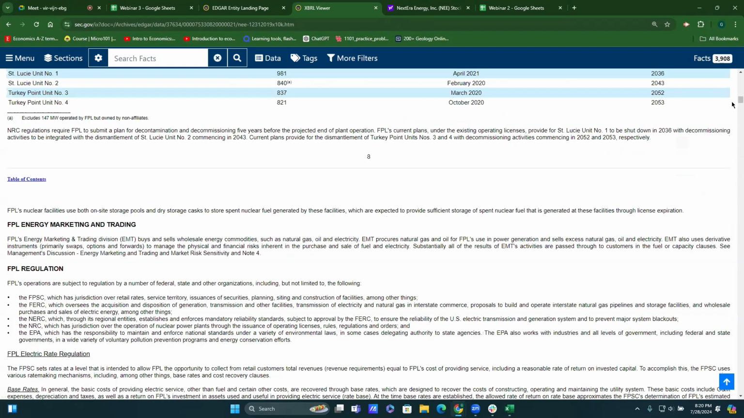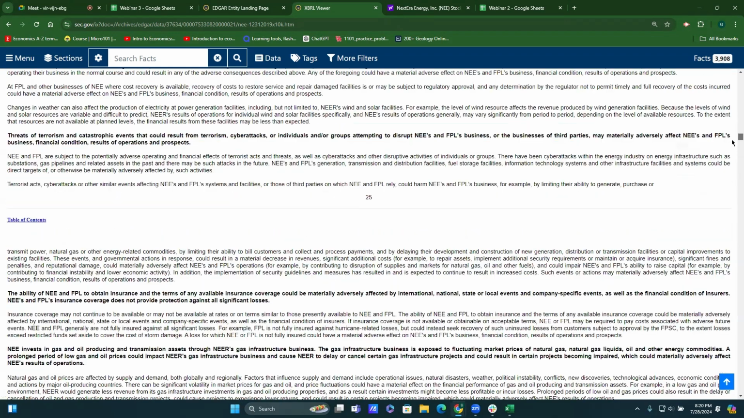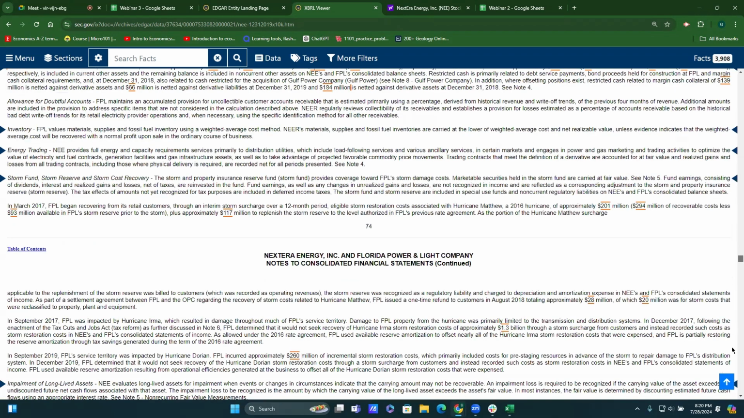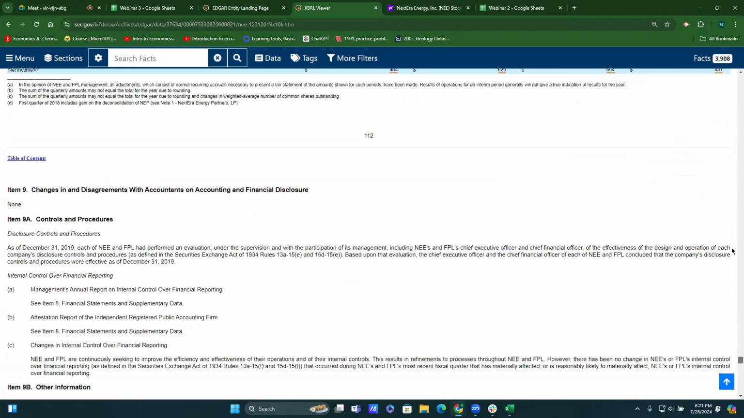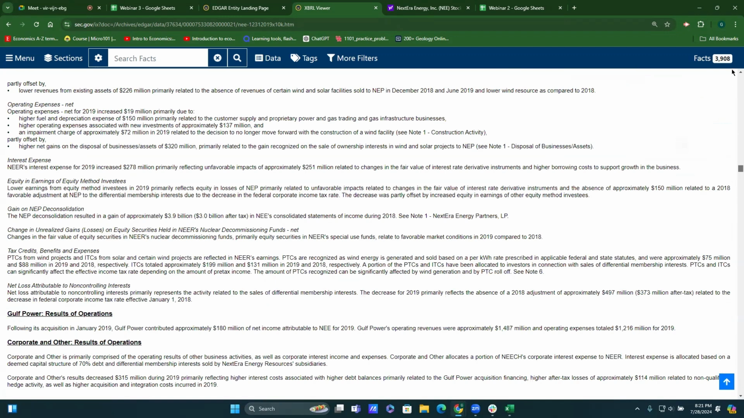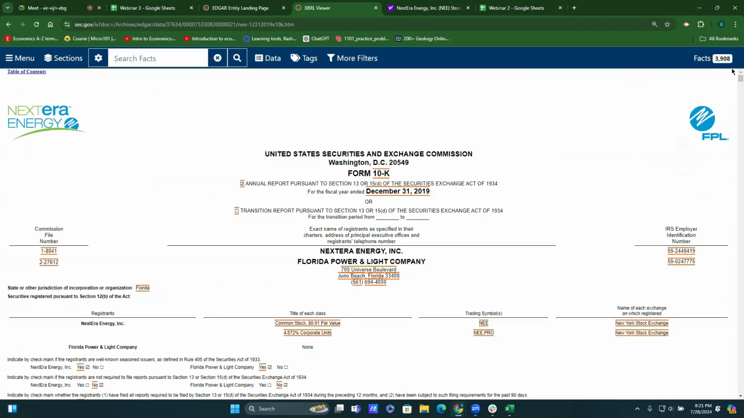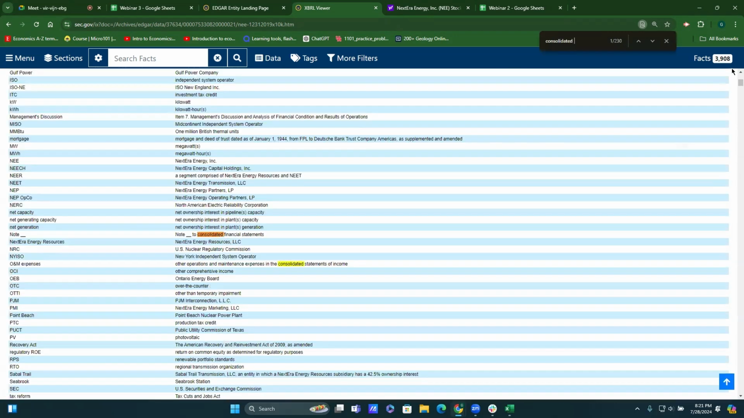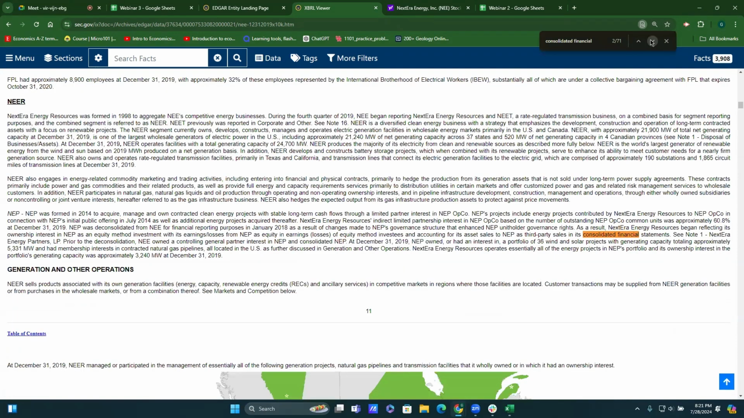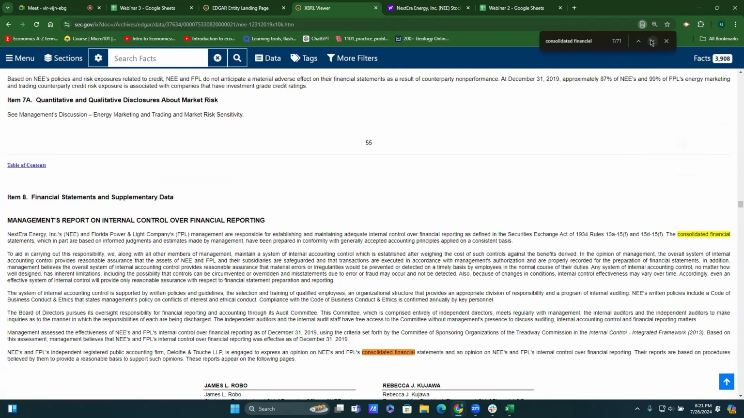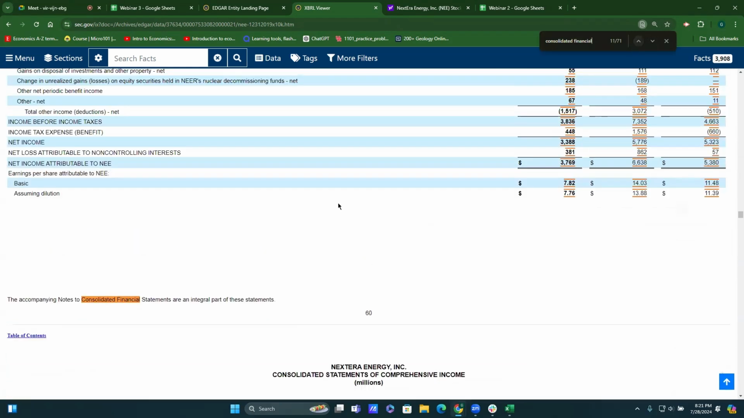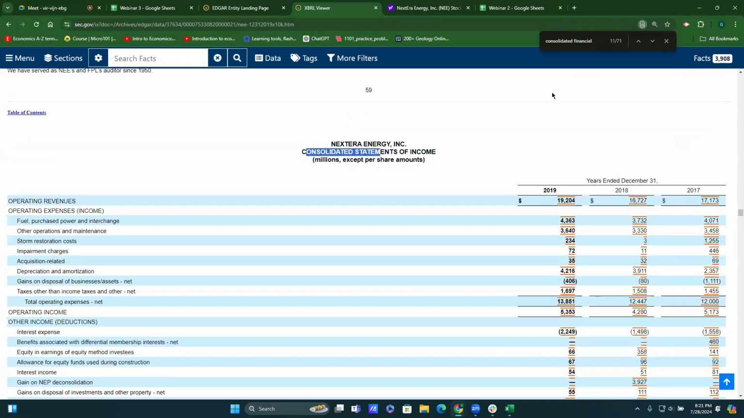All right, so just a brief summary, this thing is full of information. But what we're really looking for is the consolidated financial statements. So what I typically do is just Control F, and then I look up consolidated financial statements. And I just click through until I find them. They're going to look something like this. They always look like this.